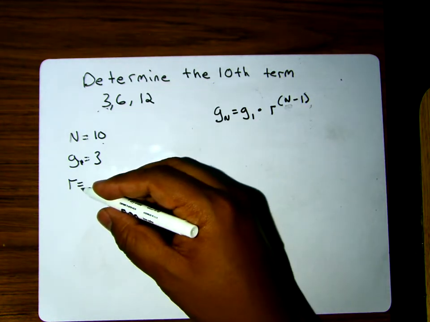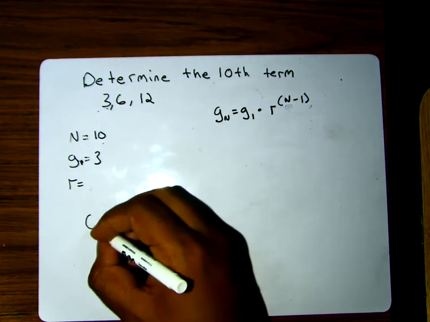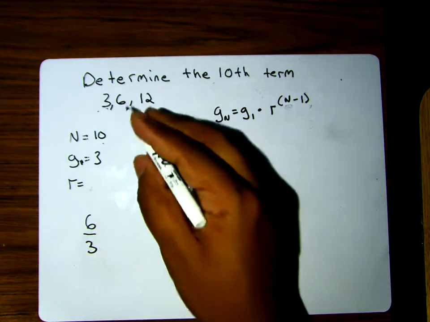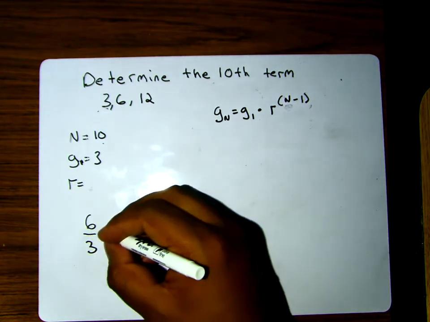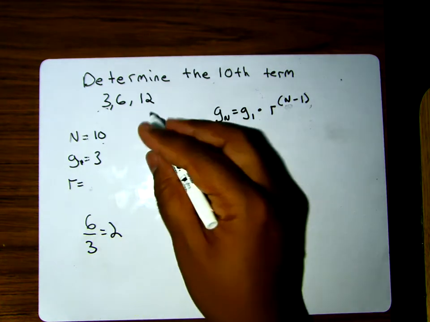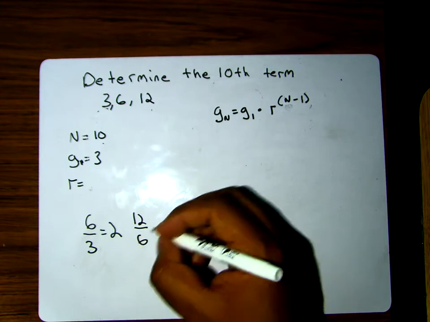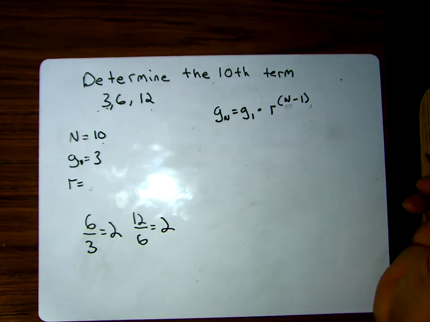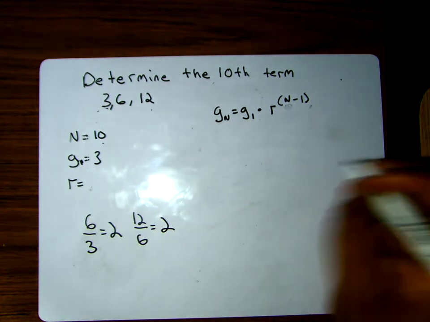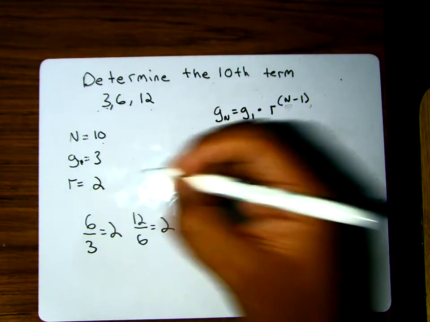Now we're going to find the common ratio. So instead of subtracting, we're going to divide the second by the first, and then the third by the second. So our common ratio is 2.